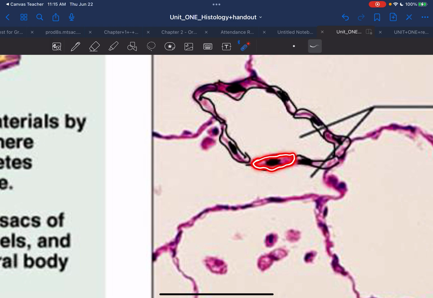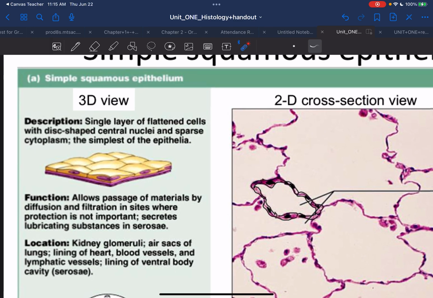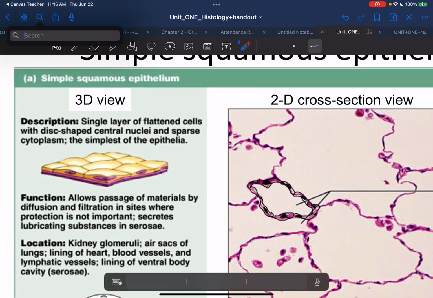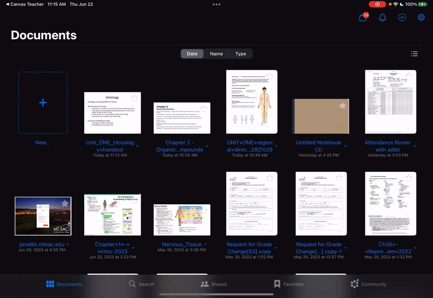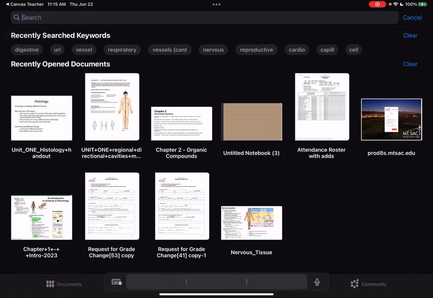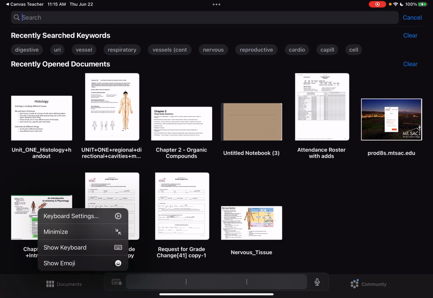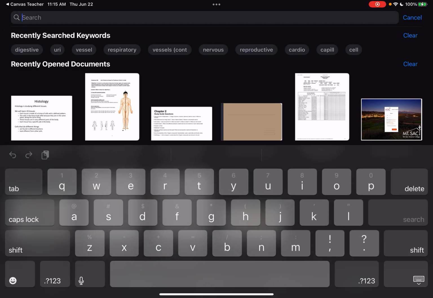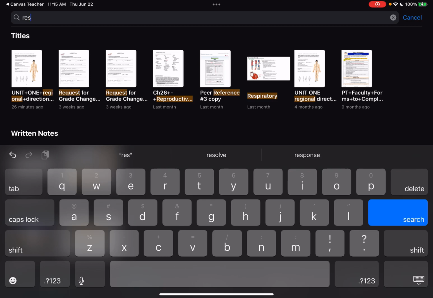Simple squamous. Here you're seeing highlighted, here's one squamous cell. Here's another squamous cell. And let's actually find something. I think I have some notes for this that I can use to show. One second. Because that's a tough one to actually visualize like that. So let's find an example.